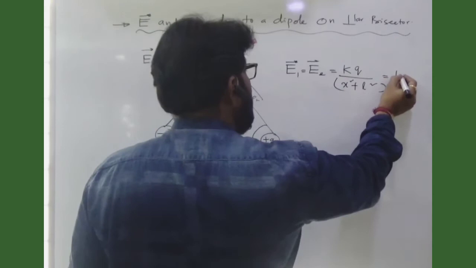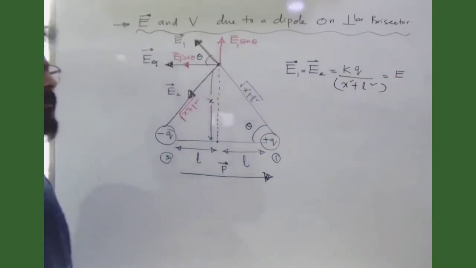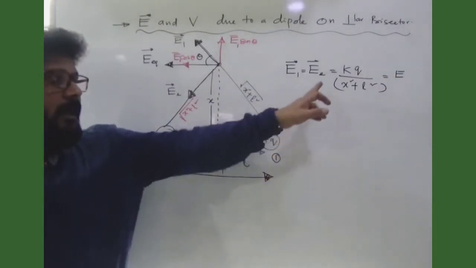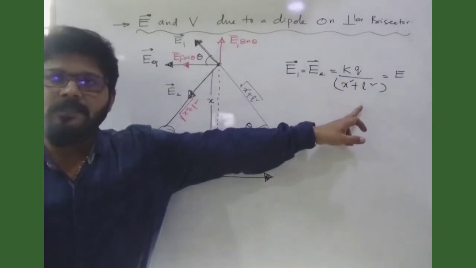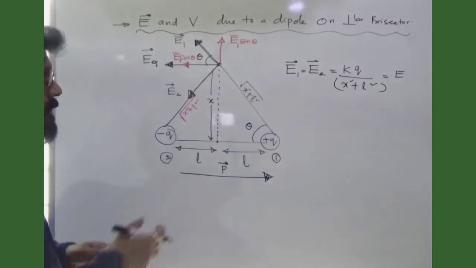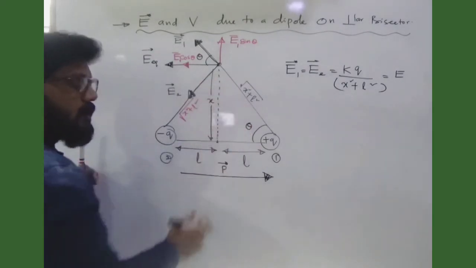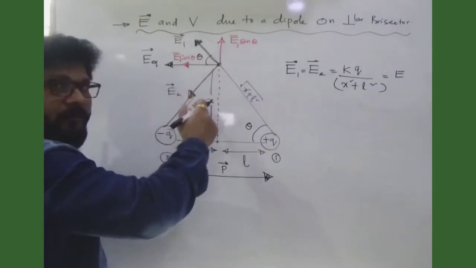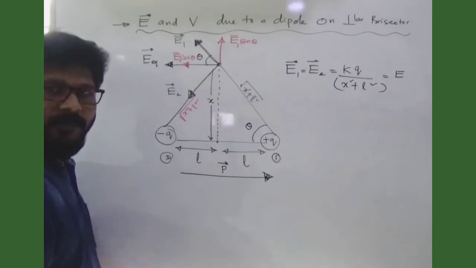Both are different, that is nothing but E only. Let me take E1 is equal to E2 is equal to KQ by x square plus L square, which is nothing but E. Both are the same because both are at the same distance, under root of x square plus L square. No problem, right? Is it clear?